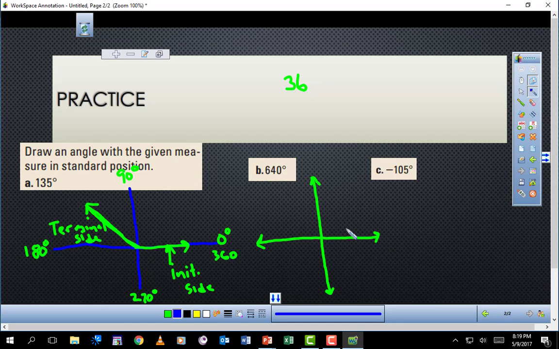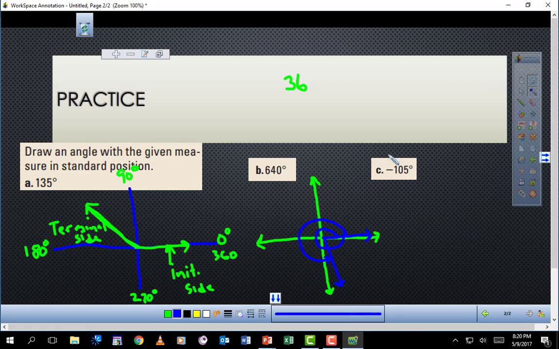Okay, so what we found out is that the initial side would be right here. And we go around one full time, that'd be 360, and we need to go 280 more. So the terminal side would be, well, hold on, not quite that bad. The terminal side would be about 10 degrees more. So there it would be. This 640 degrees would be to here. Of course, it would have gone around once before it got there. And that's kind of how we draw this. Okay, hopefully that makes sense.